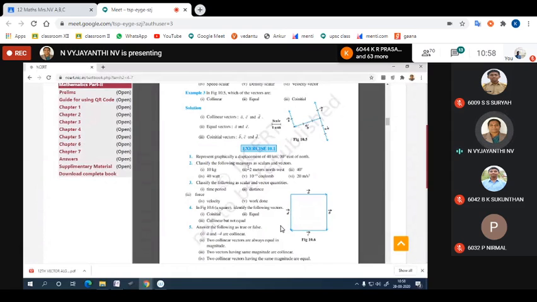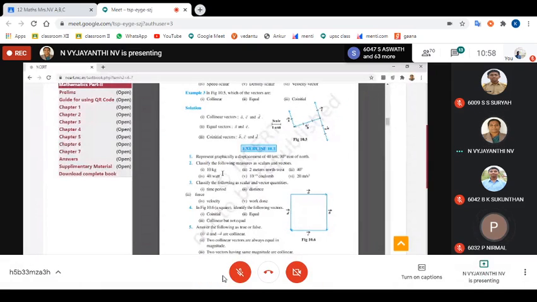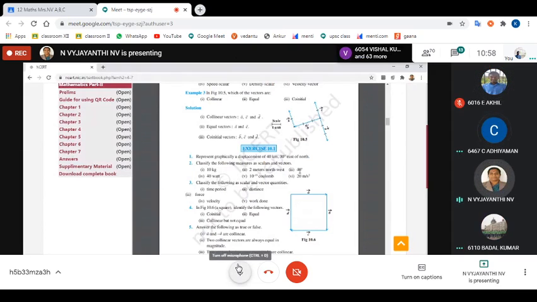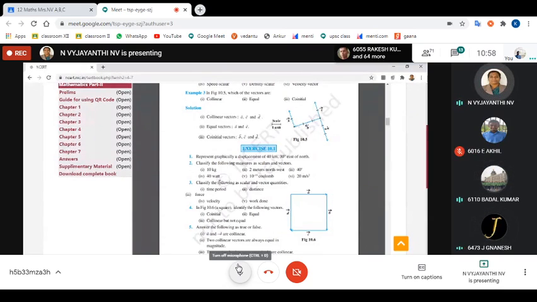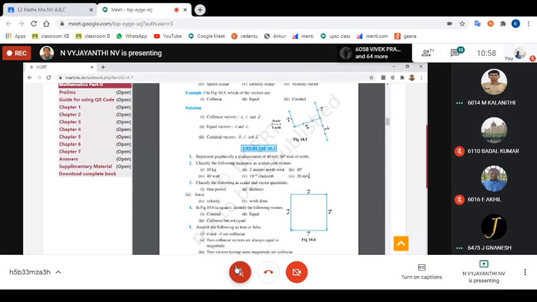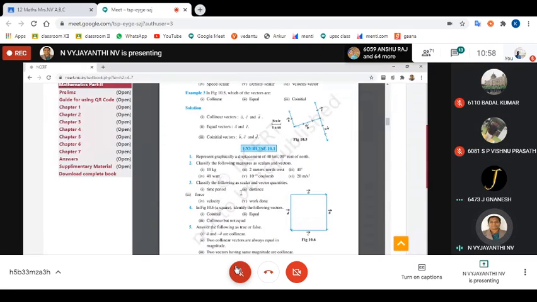Classify the following measures as scalars and vectors. Can you classify 10 kg? What is 10 kg? Scalar. 2 meter northwest. Vector. 40 degree. Scalar. 40 watt. Scalar. 10 power minus 19 coulomb. Scalar. 10 meter per second square. Vector. It defines acceleration, no? Yes, ma'am. Vector. Okay, third one.